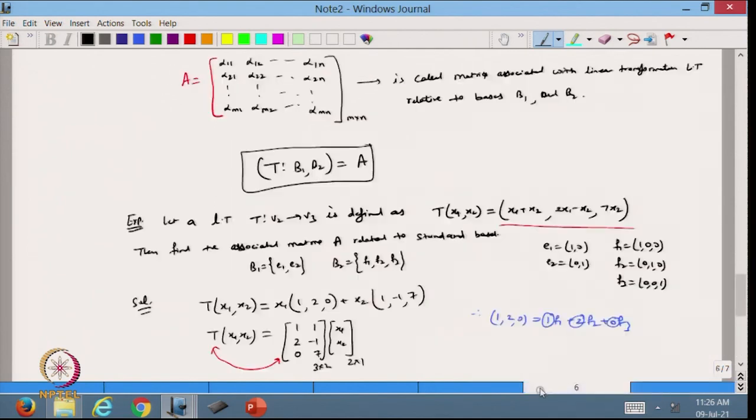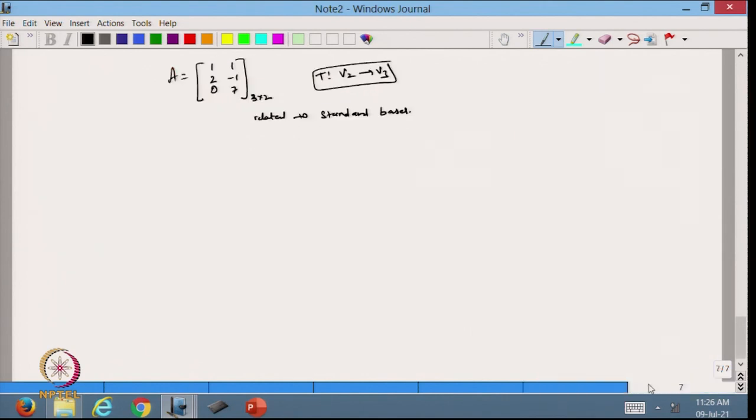Now, if somebody asks us about the same transformation, but I change my basis, then what will happen to the matrix? That matrix we can define. This type of thing we will do in the next lecture. So, we will stop here. In today's lecture, we have defined how, for a given linear transformation, we can find a matrix corresponding to the linear transformation related to the given basis. And in the coming lecture, we will continue with this. So, thanks for watching. Thanks very much.